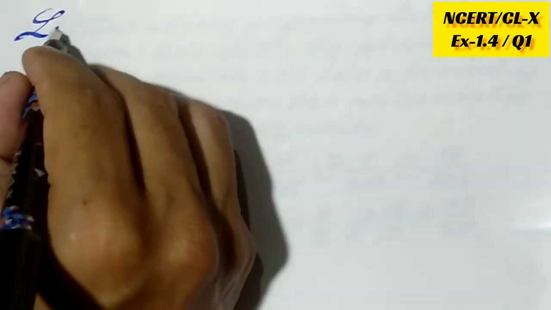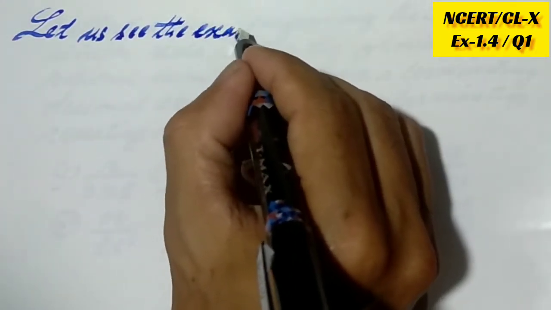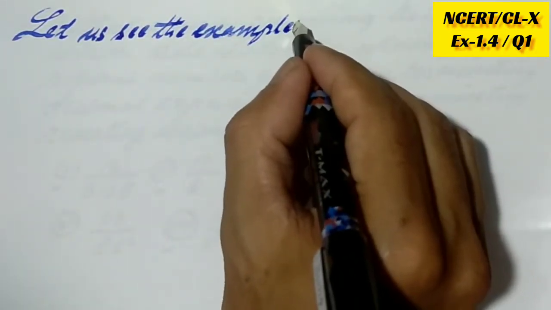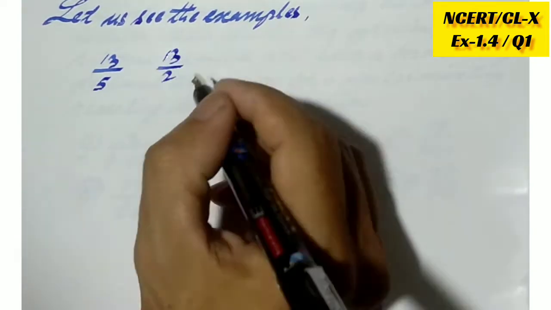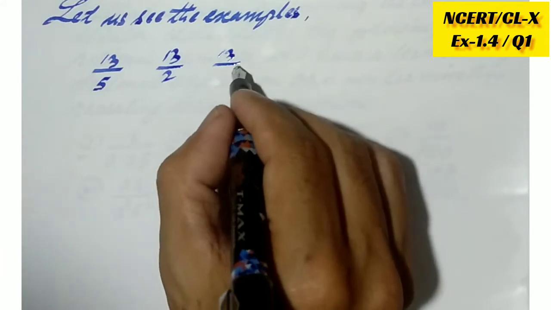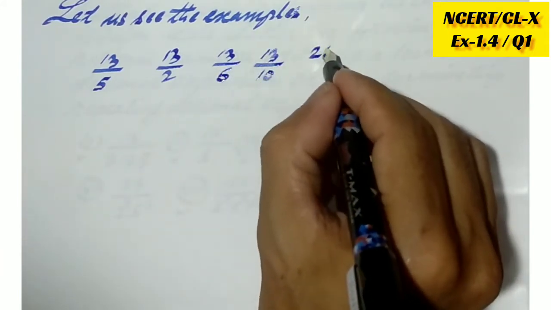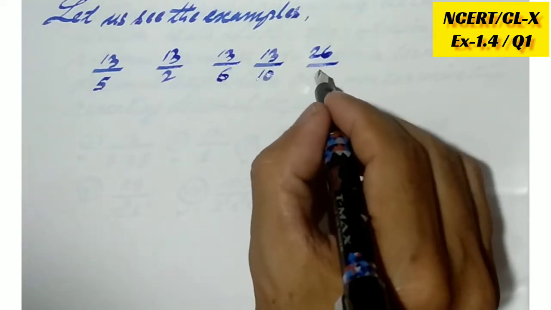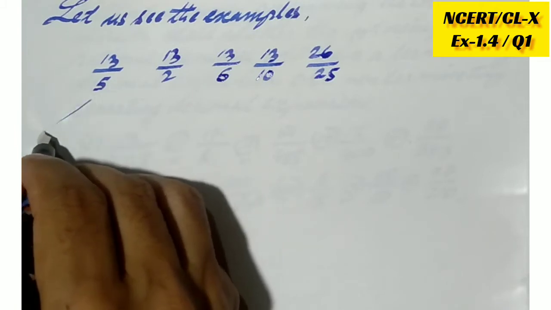To make the questions easier, let us see the examples. Let me write some numbers for more clarity. Let me give you some types of numbers: 13 divided by 5, 13 divided by 2, 13 divided by 6, 13 divided by 10, and finally 26 divided by 25. Actually, for this question we don't require any division, but let us see how the division works.